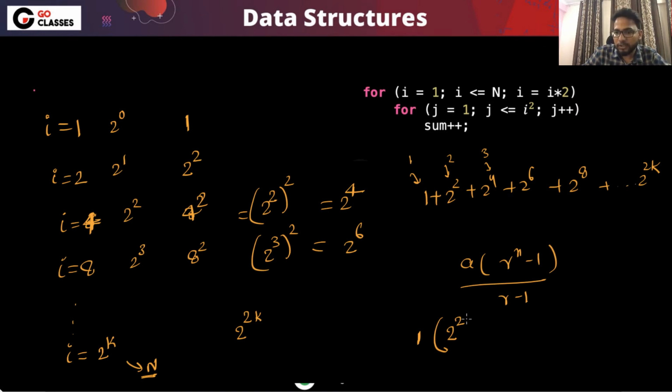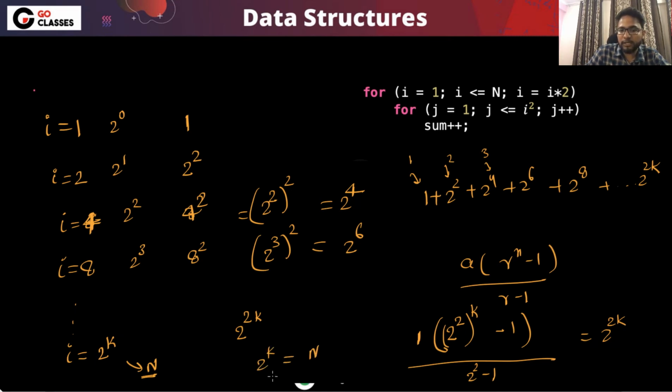Okay, so 2 power 2 is r, and the number of terms is k, so it is 2 power 2k minus 1 upon r, which is 2 power 2 minus 1. So ultimately it will be just 2 power 2k. And 2 power k is n. So what is the value of 2 power 2k? See, if 2 power k is n, then if you square both sides, 2 power 2k is n square. So the total time complexity of this loop is order of n square.